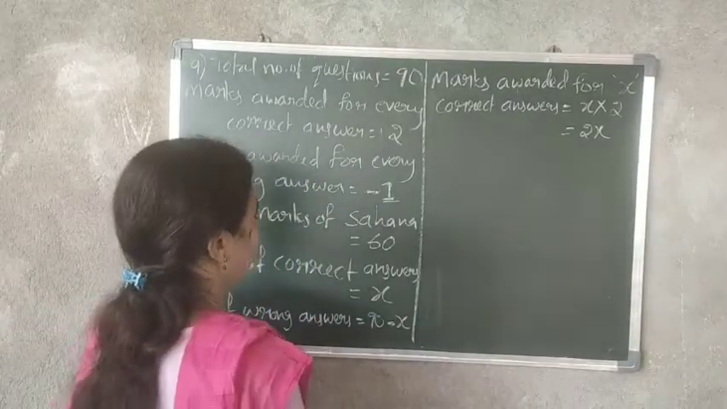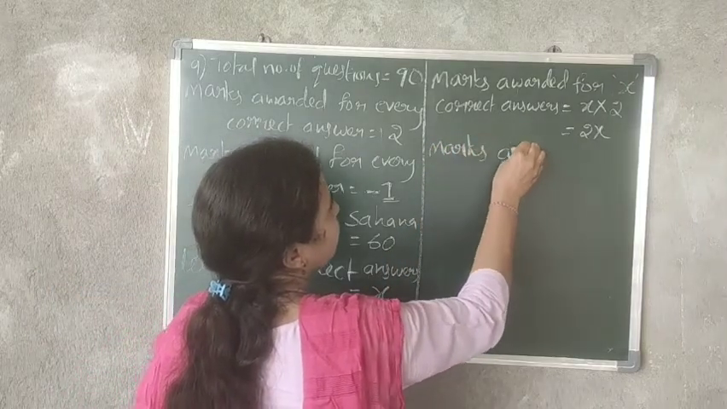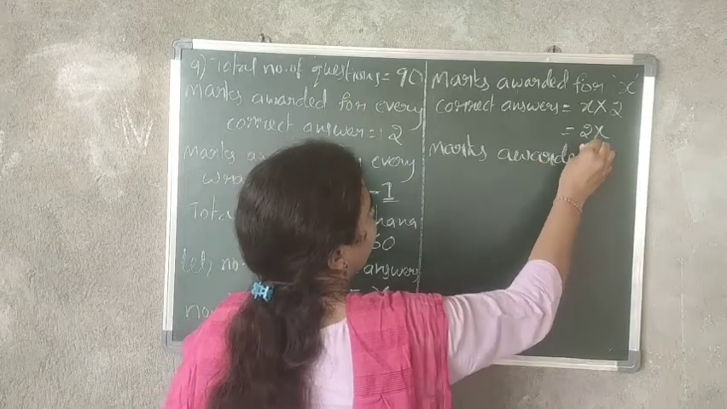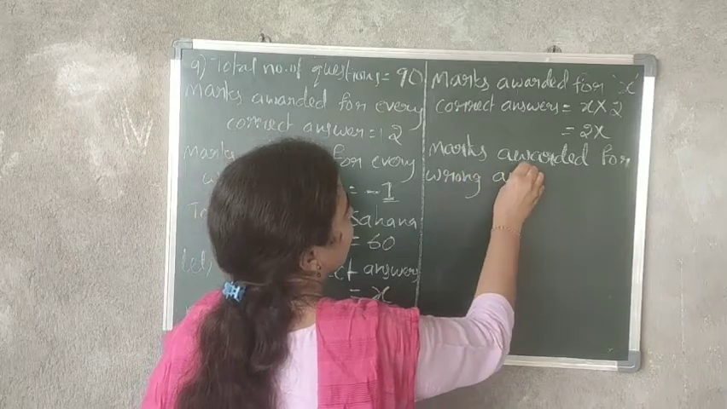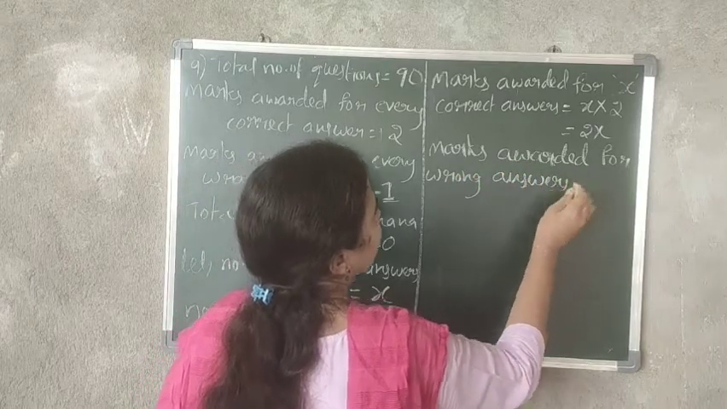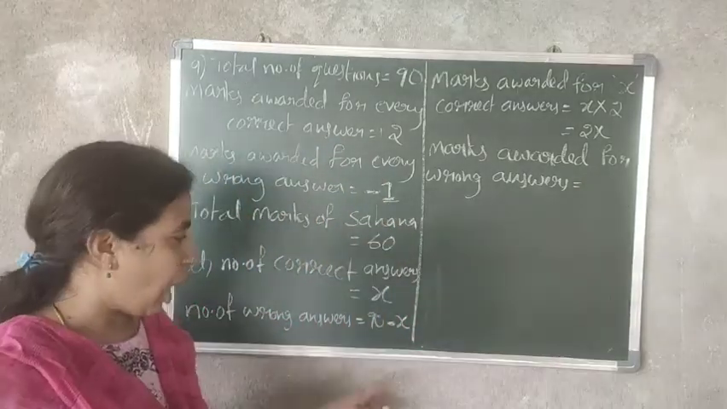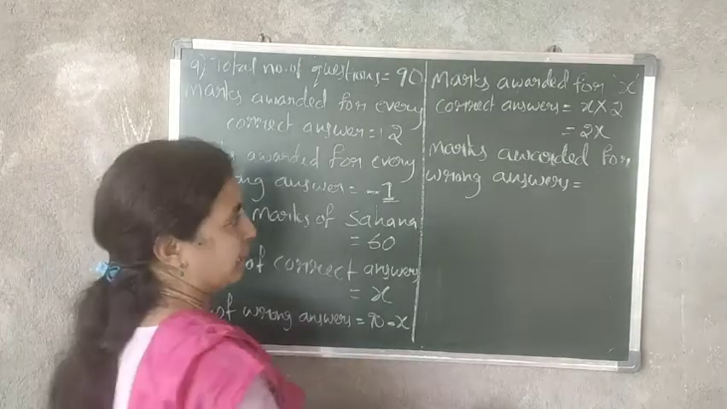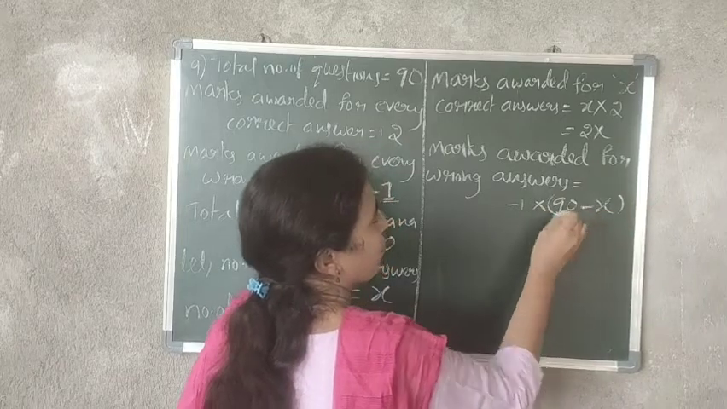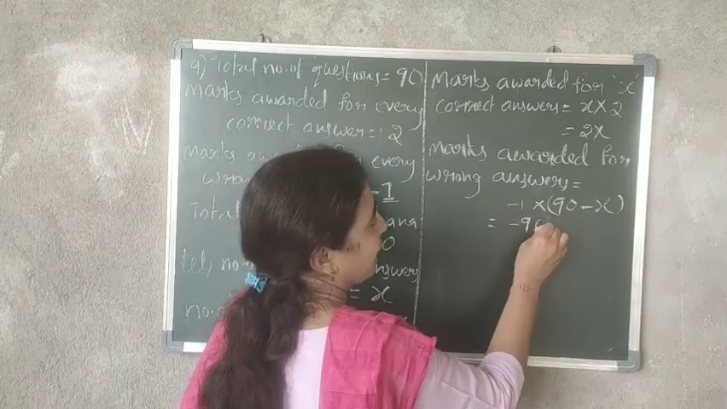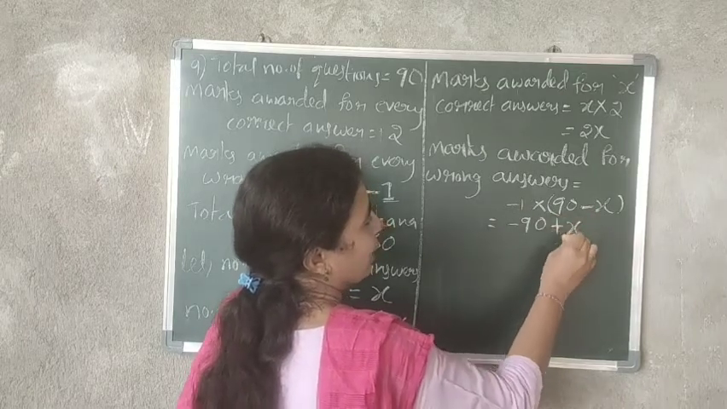Same goes for wrong answers. Marks awarded for wrong answers is equal to, see, for each question minus 1 mark. How many questions did she do wrong? 90 minus x. So minus 1 into (90 minus x). It means minus 1 into 90 minus 1 into minus x, which is minus 90 plus x. Distributive property.